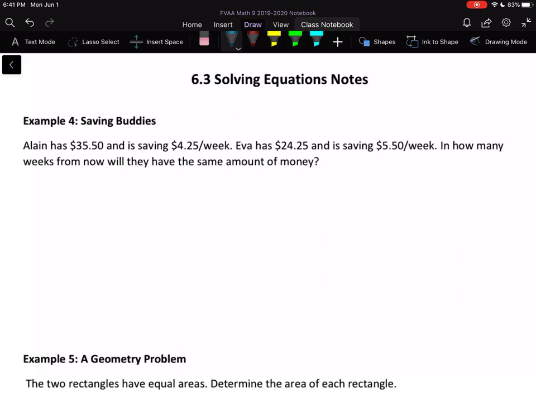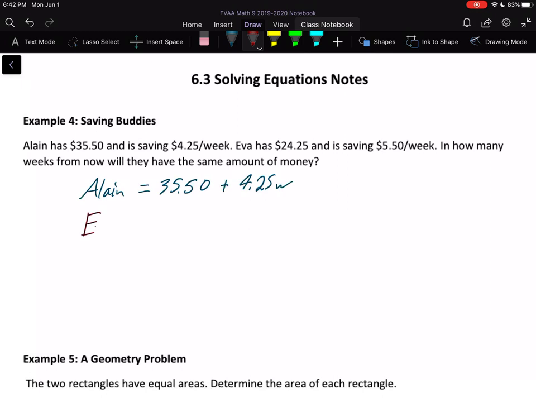So let's come up with an equation here. First I want to know Alan's total. The equation for Alan is what? He starts off with $35.50, and every week he's adding $4.25. So after 1 week, he's got $35.50 plus $4.25 times 1, and then after 2 weeks, it would be times 2, and so on and so forth. So that's a nice equation for us.